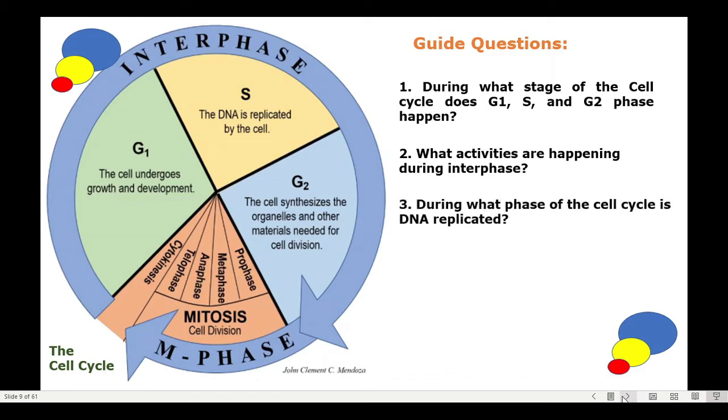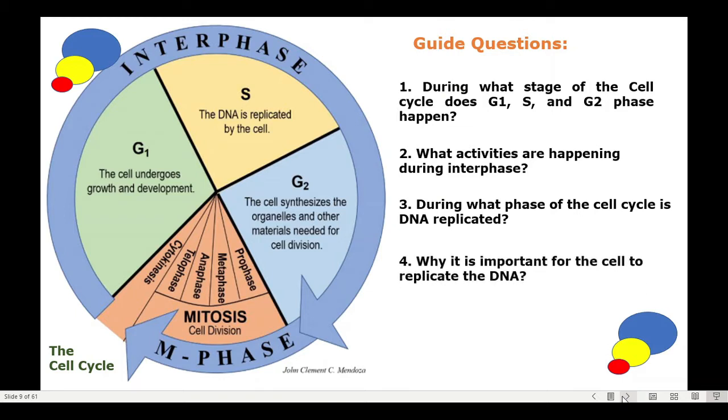So, during what phase of the cell cycle is DNA replicated? So, it's under interphase, specifically synthesis phase or S phase. It's where the DNA is replicated. After G1, or growth 1.